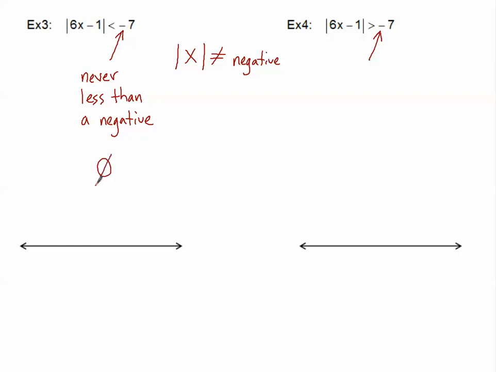The absolute value of something can never be less than a negative. So our answer is the null set. There are no answers. If we tried to graph that, well, there's nothing to graph. I'll just put a null set symbol on top of the graph. We cannot solve this.